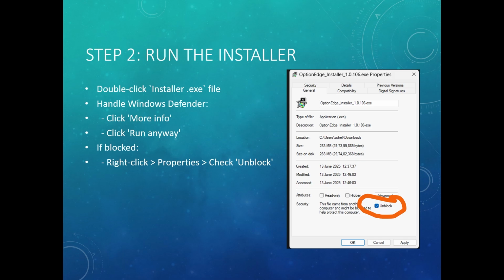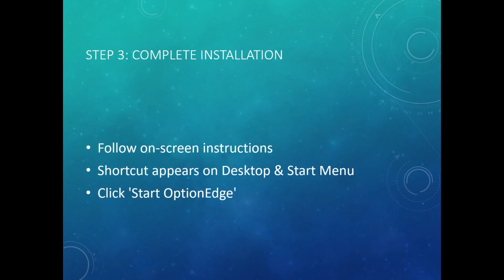Okay, and thereafter you have to follow the on-screen instructions, and once the installation is completed, there will be shortcuts available on the desktop and also in the start menu. So the shortcut name would be start OptionEdge. So you have to double click on the start OptionEdge, and then it will start.